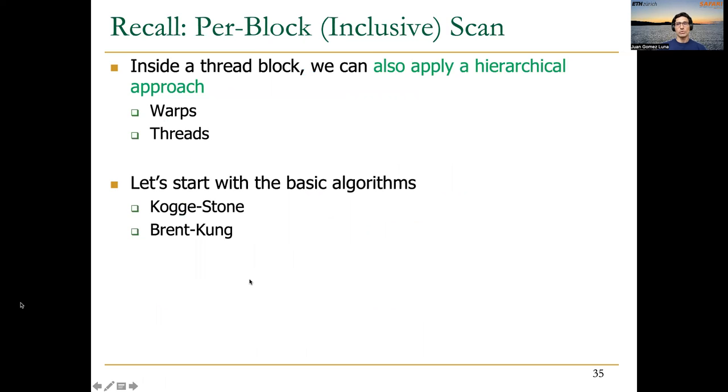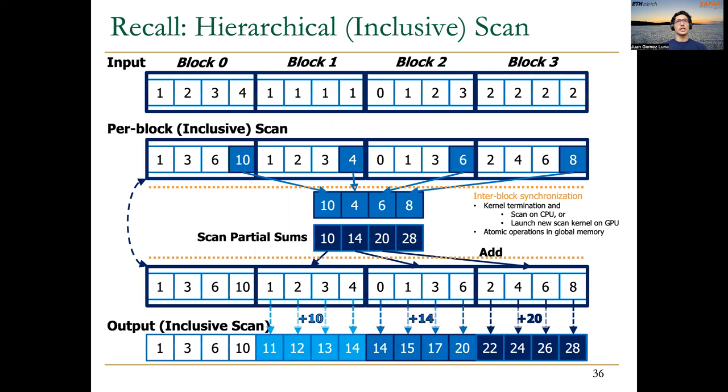So now that we know the Kogge-Stone algorithm, let's keep discussing how to implement a hierarchical approach inside each thread block. This could be the whole picture of the hierarchical inclusive scan, where we have partitioned the input array over the different blocks. They perform per block inclusive scan. Then we have this scan of partial sums, either in the CPU or in a new scan kernel, and finally the addition kernel.